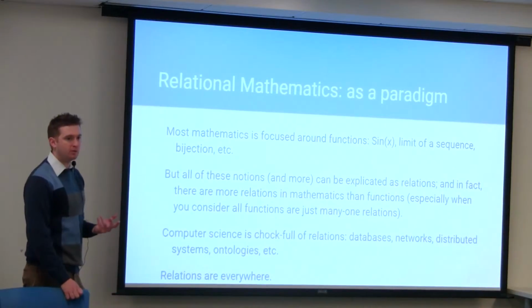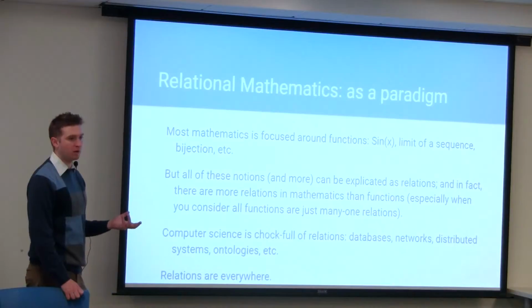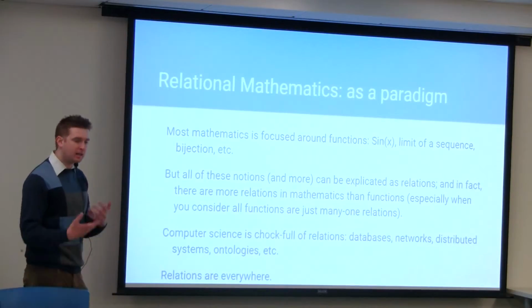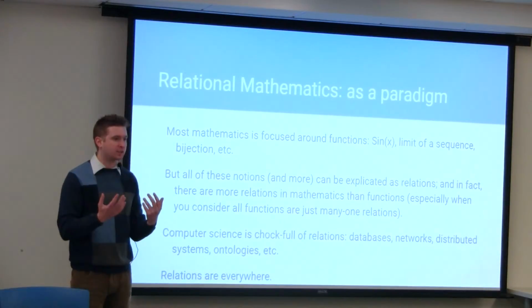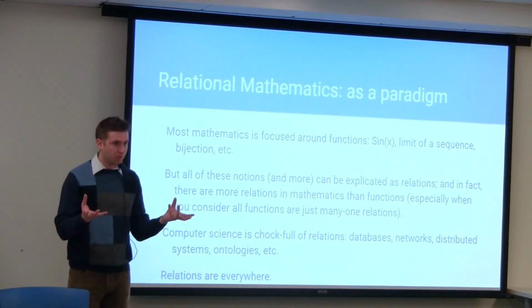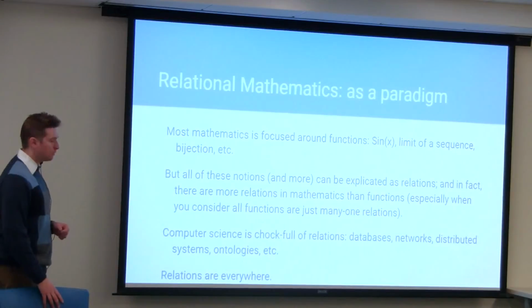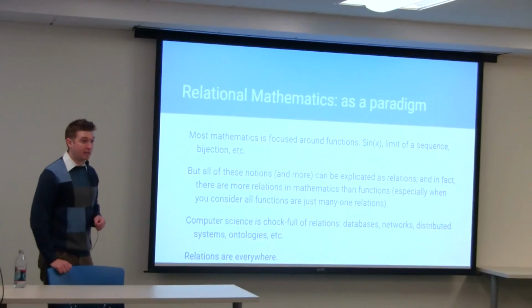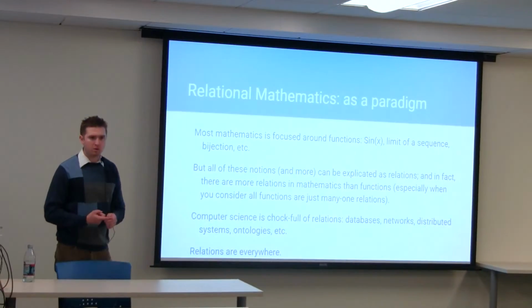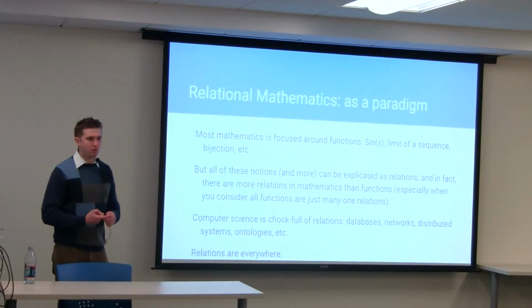In set theory, you can define a function as simply a many-to-one relation. Any kind of function you can conceive of is actually a relation, right? And that's great because, as it happens, in computer science, everything is a relation. When we think of networks, networks are just graphs, which are just collections of relations ordered in certain ways.